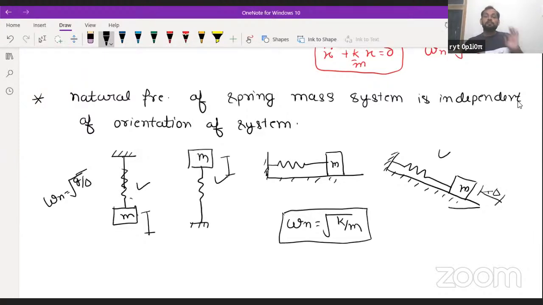So keep this thing in your mind that you can use this formula for these three conditions only. Because when you mount the mass on this spring, there will be no deflection. So this formula is valid for all types of spring mass system. Please remember this formula, and you will get questions on this concept. Fine. So this is all about the natural frequency of a spring mass system.